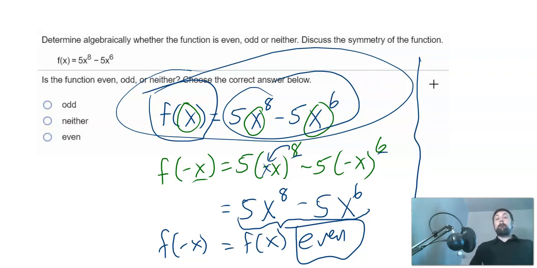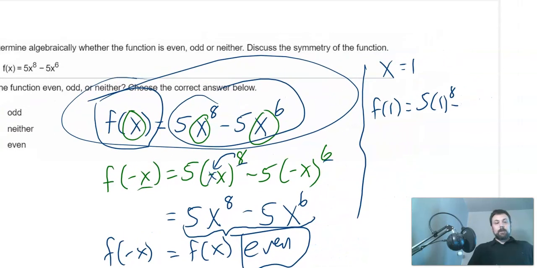So here's how you do it by experimentation. Pick a number for x. Don't pick 0. It won't work for 0. But pick 1. 1's a good choice, right? So we'll try it for 1, and we'll plug it into the function. So we're going to plug 1 in for x. We get 5 times 1 to the 8th power. I'm going to need more room here. Let's do that. Minus 5 times 1 to the 6th power.